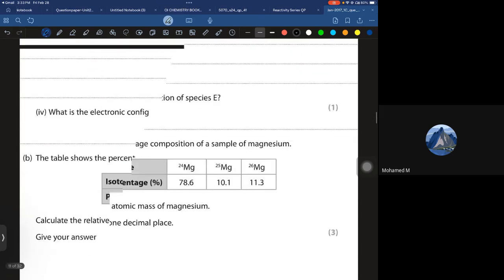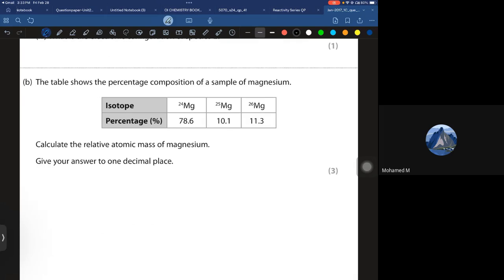The table shows the percentage composition of a sample of magnesium. Calculate the relative atomic mass of magnesium. So how would you do this question? To find the atomic mass, you need to add all the percentages of isotopes, then divide it by 100. Do I add all the percentages of isotopes and then divide it by 100?